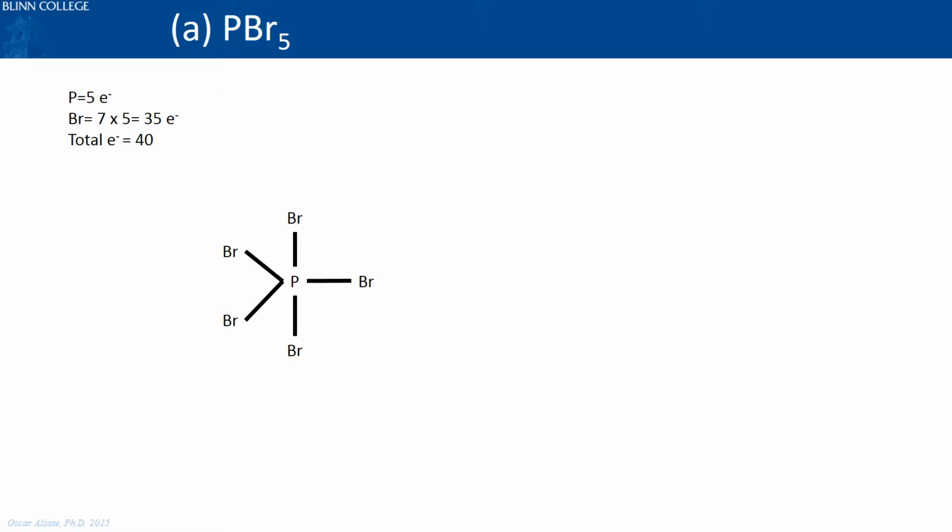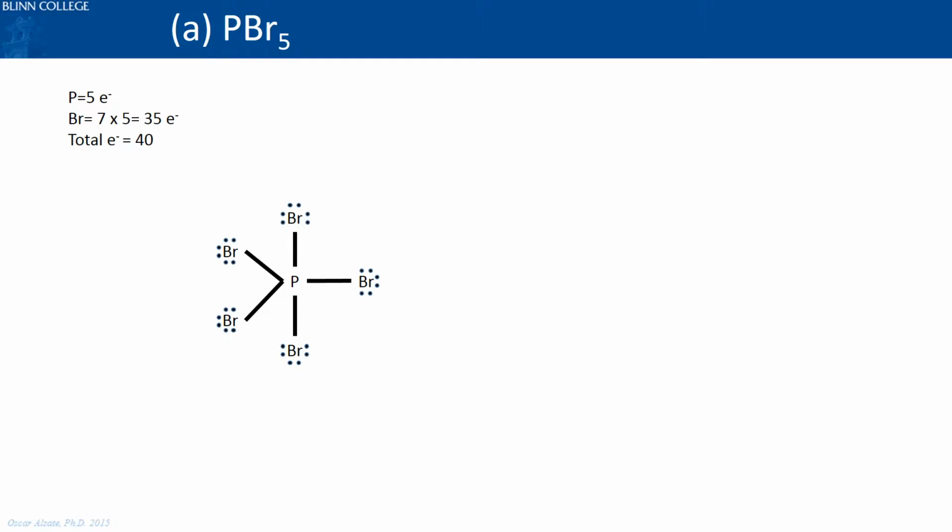The next thing we will do is connect bonds from our outer atoms to our central atom. Each of these bonds represents 2 electrons. Our next step will be placing the other electrons that we have left. We set 5 bonds in the previous slide for a total of 10 electrons. So if we subtract 10 from our original 40, we have 30 left.